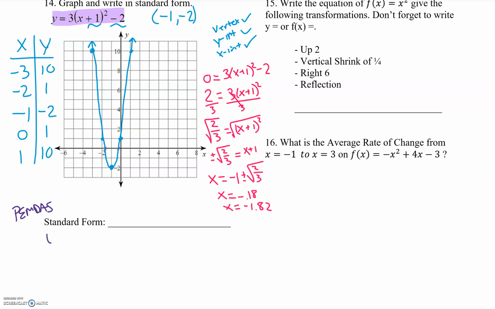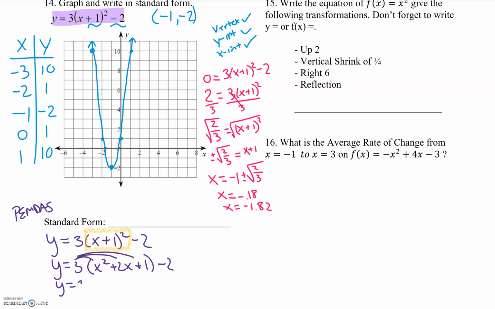All right, so if we've got this, 3 times x plus 1 squared minus 2, we're going to change this to standard form, taking care of this first. So either do a box or do distributing. And we are going to get x squared plus 2x plus 1. Then distribute this 3. So y equals 3x squared plus 6x plus 3 minus 2. And then we get the final by combining those like terms. Y equals 3x squared plus 6x plus 1.